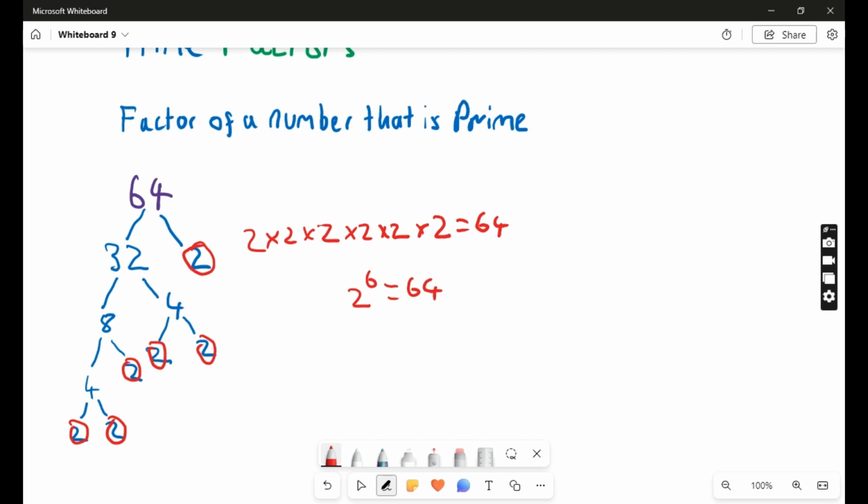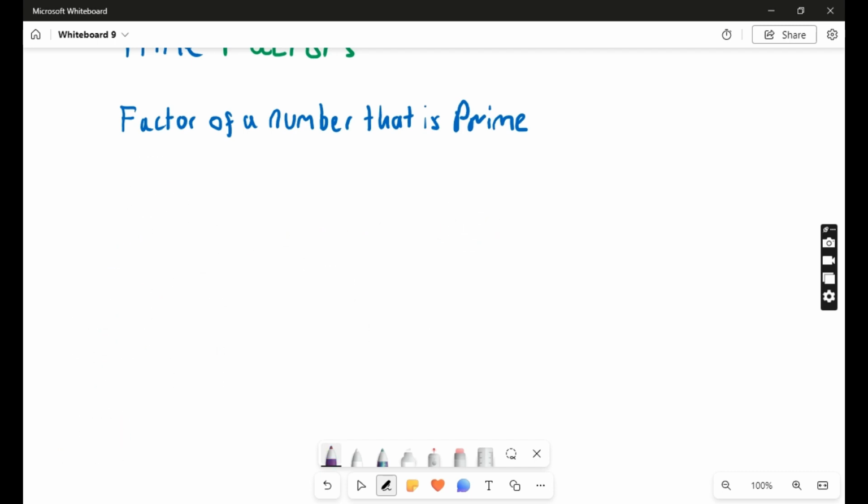So let's break down another number into its prime factors. We're going to break down a large number, 340, into its prime factors. First off, let's choose a number that we know is a factor of 340. Since it's an even number, I'm going to choose 2 as it's a nice easy option. So 340 divided by 2 is 170, and we found our first prime factor.